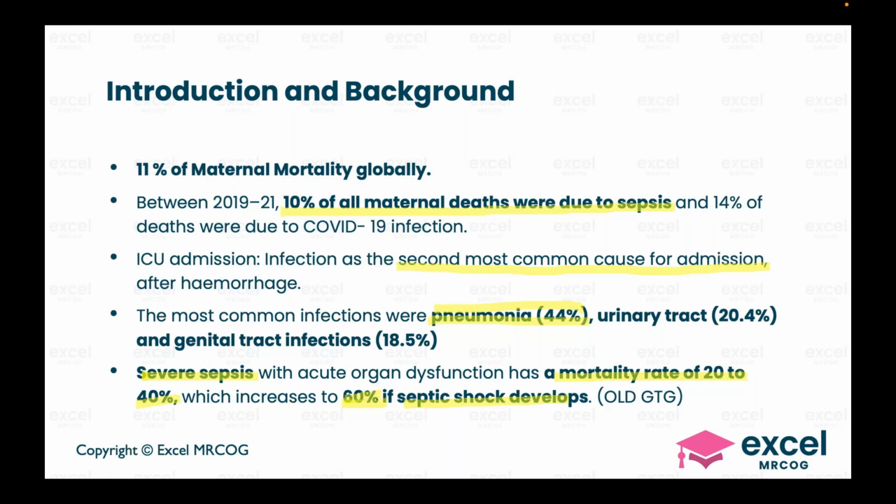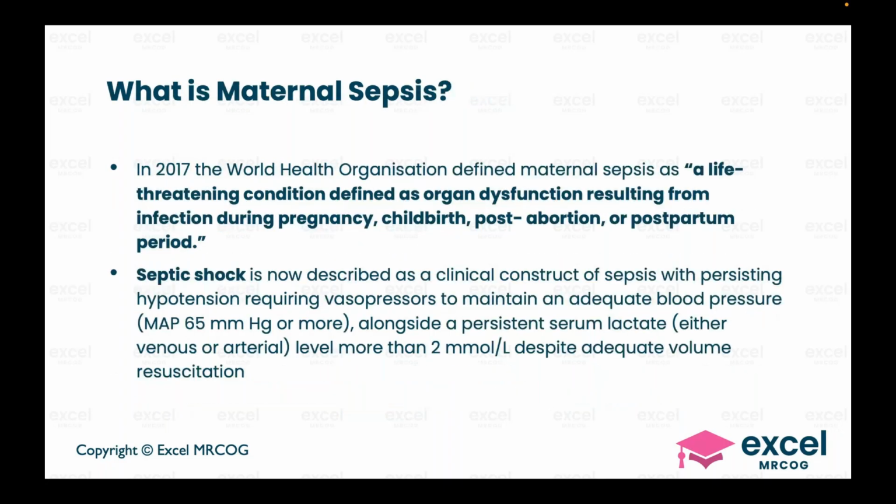Now, what is maternal sepsis? So basically, as per the WHO definition, it is a life-threatening condition defined as organ dysfunction resulting from infection during pregnancy, childbirth, post-abortion, or postpartum period. So maternal sepsis is sepsis because of any infection. Sepsis is the multi-system disorder because of the infection, and that arises during pregnancy, post-abortion, postpartum, childbirth. So any pregnancy-related event, that is called sepsis.